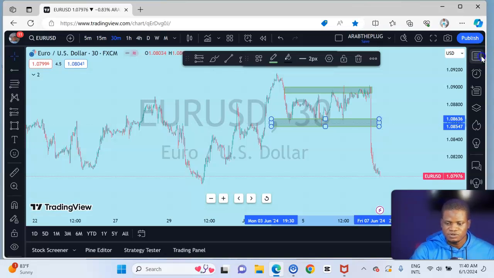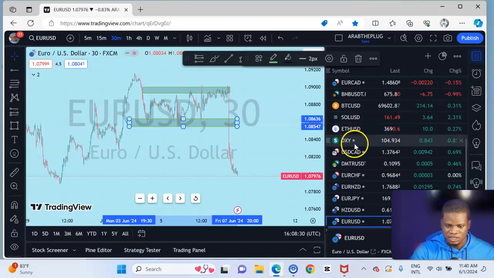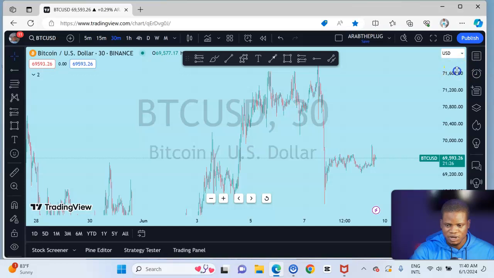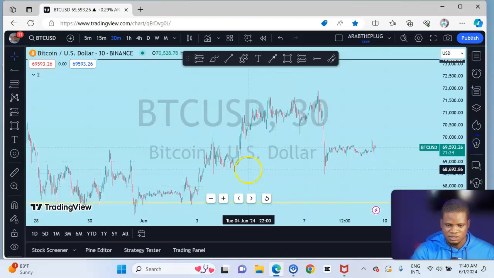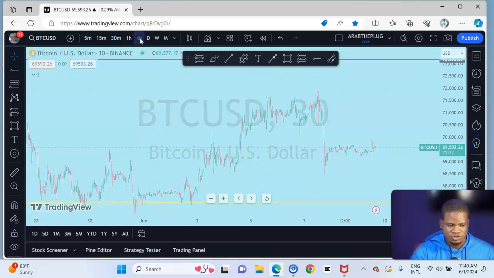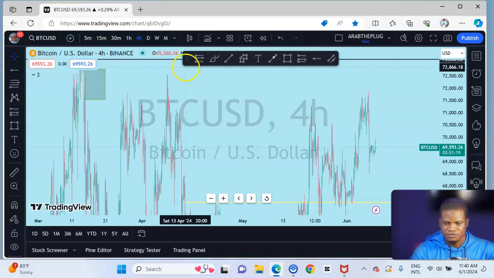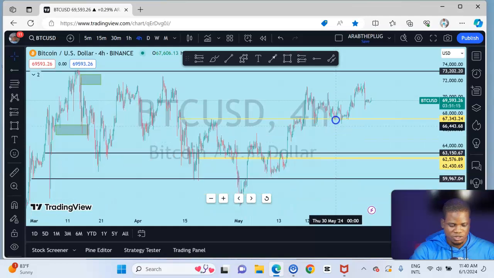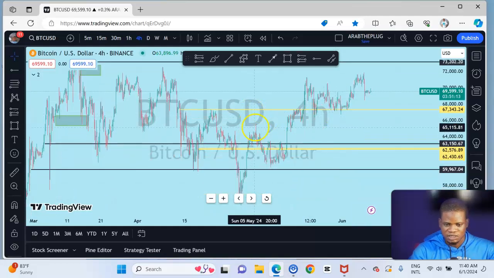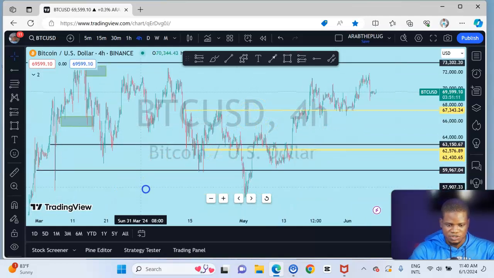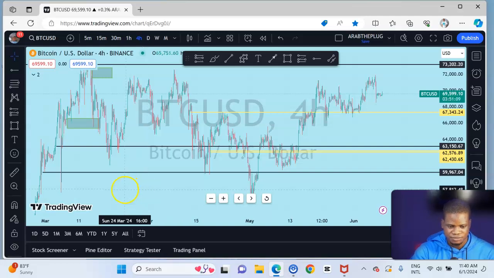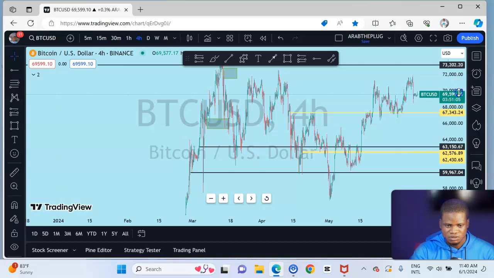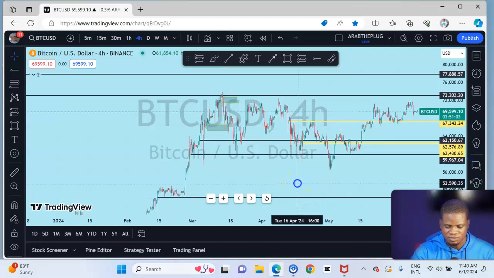So let's look straight into another example. Let's look at BTC USD. Let's look at the Bitcoin market. Let me switch to a higher time frame so that I can get a clearer picture of what is happening in the Bitcoin market. So this is the Bitcoin market on the 4-hour time frame.